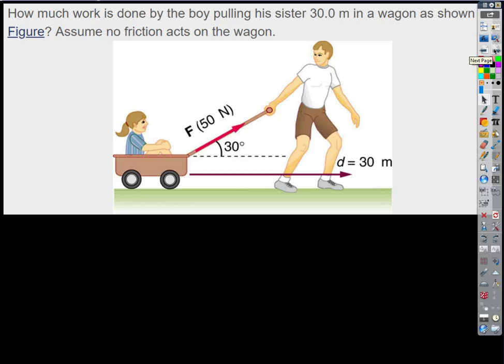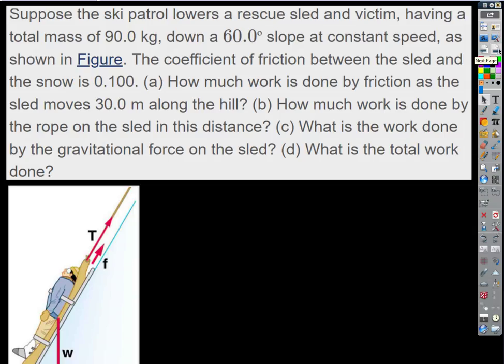So, we'll skip this guy. Let's look at this one instead. Okay, so this time, ski patrol lowers a rescue sled and victim having a total mass of 90 kilograms down a 60-degree slope at constant speed. The coefficient of friction between the sled and the snow is 0.1. How much work is done by friction as the sled moves 30 meters along the hill?